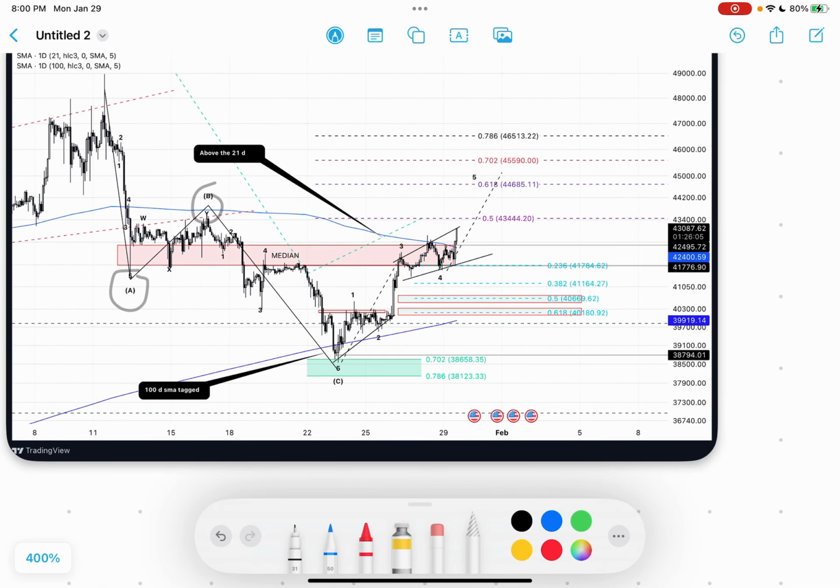Okay, now if we do see a move to the downside, then bulls do not want to see a move below the 50% and the 61.8% fib right over here. Okay, we're also above the median.